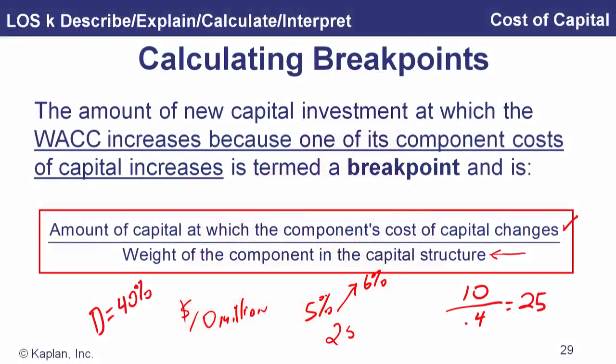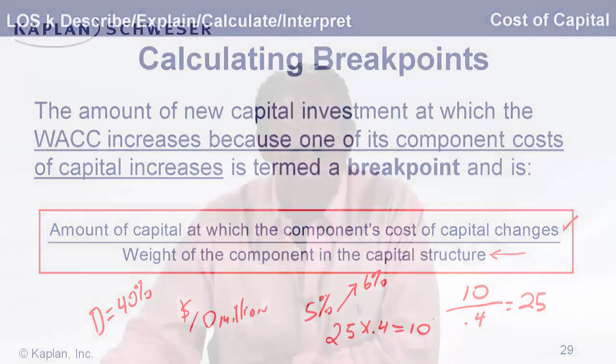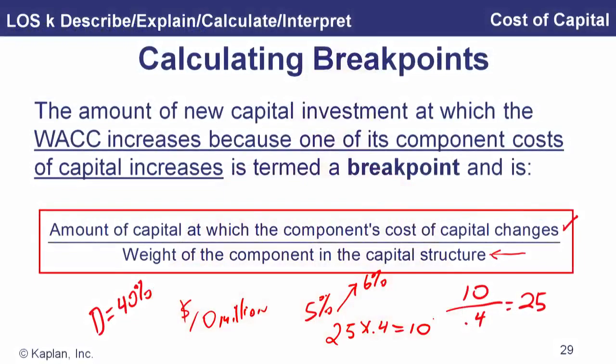Well, I think you'll understand this real well if I just go backwards. When our total budget is 25 million, how much of that is debt? Well, debt's 40%. So we just multiply by 0.4 and we get that 10 million right back, right? So at a total capital budget of 25 million, debt's 10 million of that. So that's where the weighted average cost jumps up, because the cost of debt goes up from 5 to 6%.